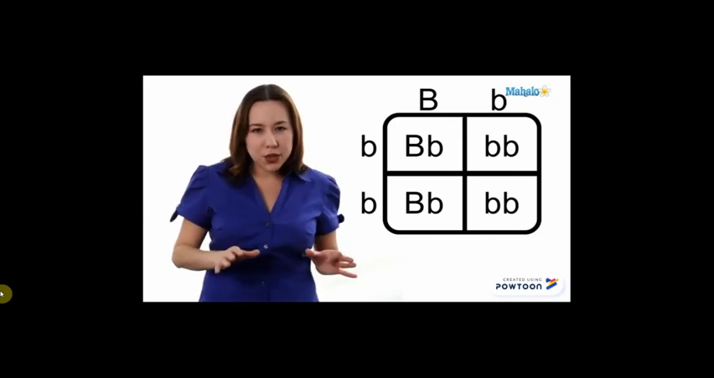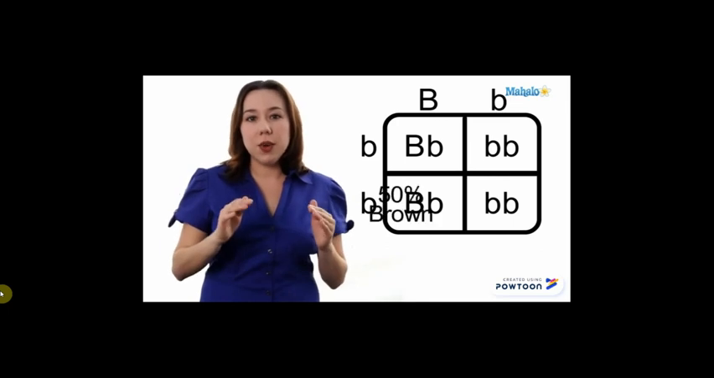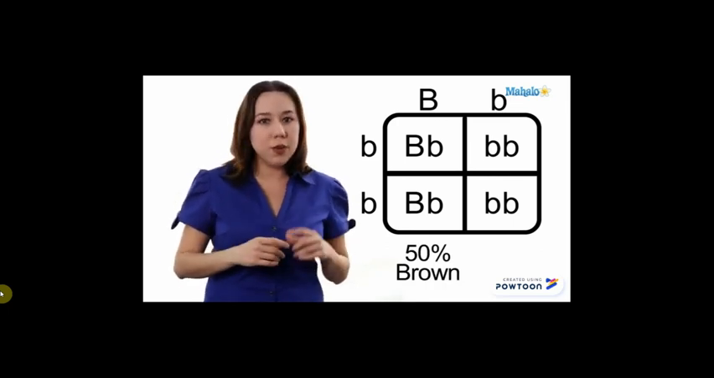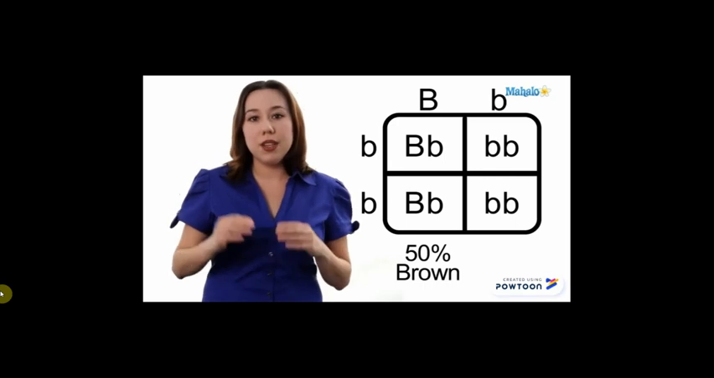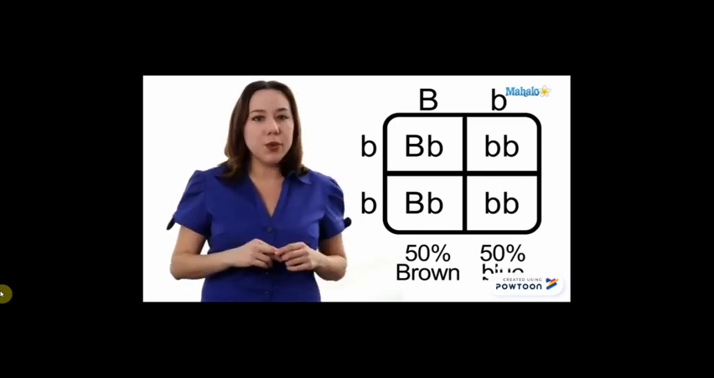Now remember, each of those squares is going to be 25%. So, we have a 25 plus 25, or 50%, chance of getting an offspring with brown eyes. And we have a 25 plus 25, or 50%, chance of getting an offspring with blue eyes.